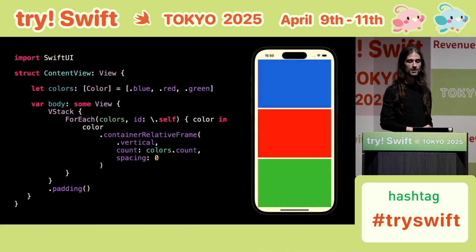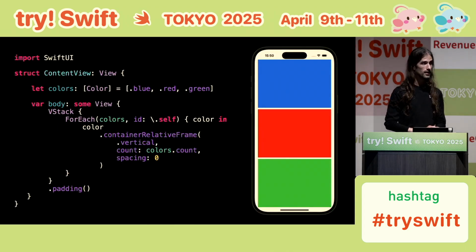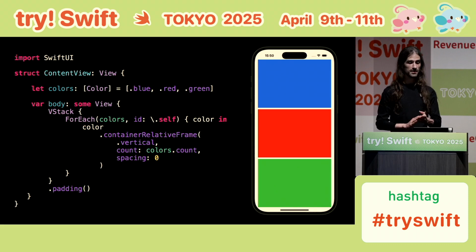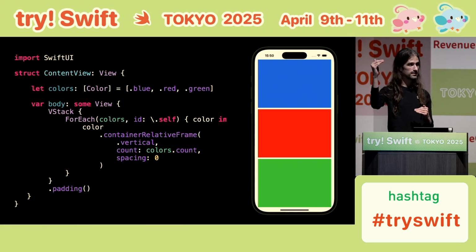But since iOS 17, you can use the modifier container relative frame. So notice that the geometry reader is completely gone. I say in this modifier that I want to display 3 views and I want them to be displayed vertically. And this modifier takes care of computing the full height, then the height of each view, and setting the corresponding frame, and you get this result that you see on the right.